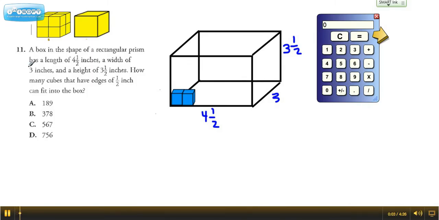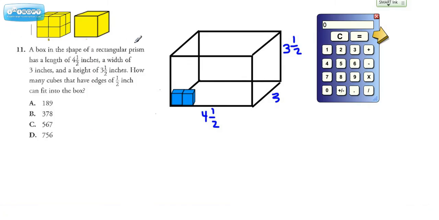We're taking a look at question number 11. A box in the shape of a rectangular prism has a length of 4.5 inches, a width of 3 inches, and a height of 3.5 inches. How many cubes that have edges of a half inch can fit into the box?